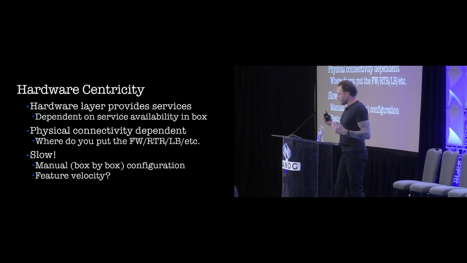And then also, in a lot of cases, this is manual box-by-box configuration. And then, like I said, feature velocity, right? Am I willing to upgrade the software package on my router that's potentially going to take down my whole network for one feature or not? And that question leads to probably slower agility in being able to add new features and new services to your network, right?